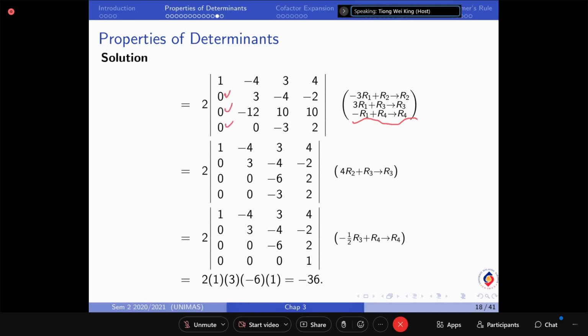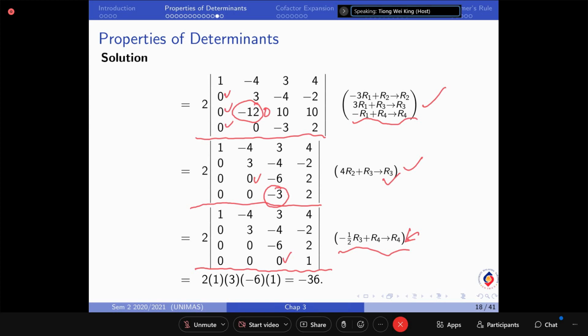Okay. Now after that, I want to make this 0. So we have new row operation to make this 0. Okay. Now remember when you apply this row operation, no changes to the determinant. It's still the same. So the last step is I want to make this 0. And using this row operation, so we have this 0. So again, no changes to the determinant value when you apply this type of row operation.